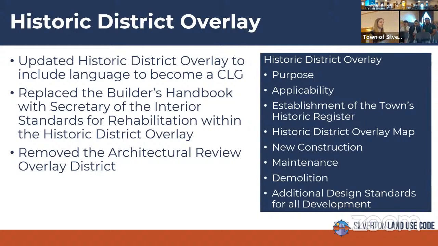And so to address this issue, the land use code draft replaces that with a reference to federally known standards, which are called the Secretary of the Interior standards. They're common in the historic preservation field, and they also include some guidelines and extra resources for the administration of those standards to assist both staff and the Historic Review Committee in their decision-making. And then the town also currently maintains what is called the Architectural Review Overlay District. That has been removed, and we'll discuss that further later in the presentation. Next slide, please.